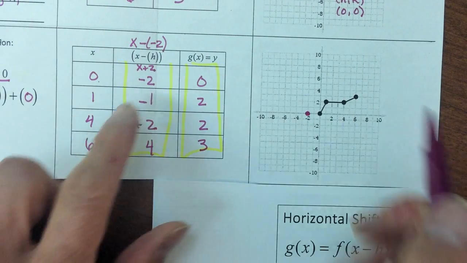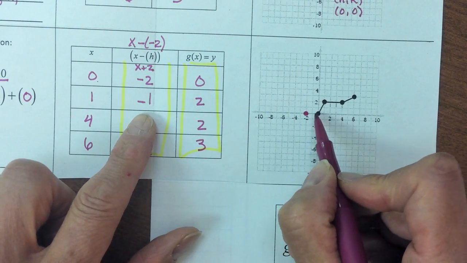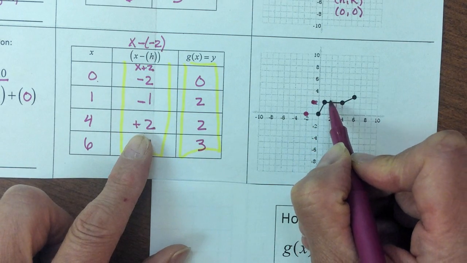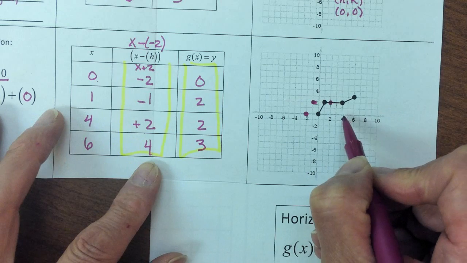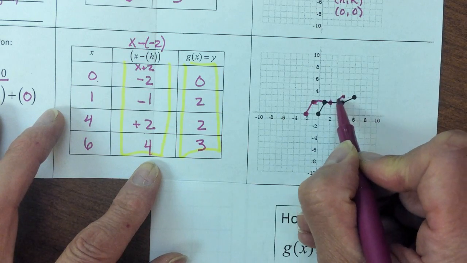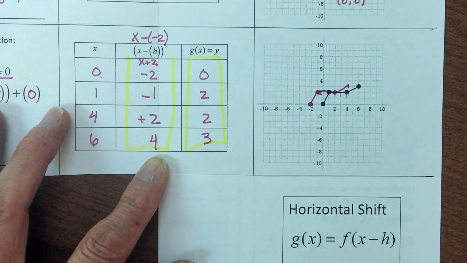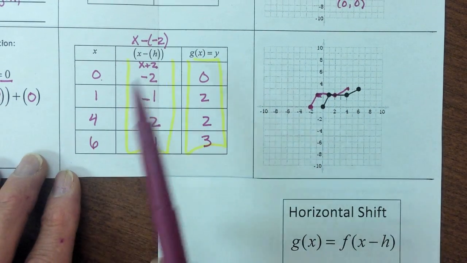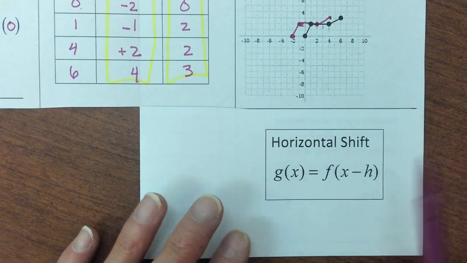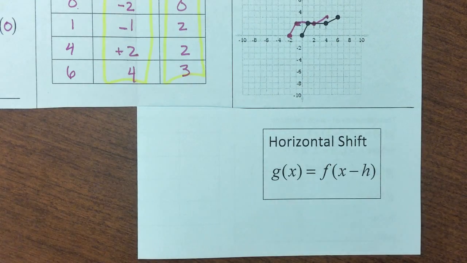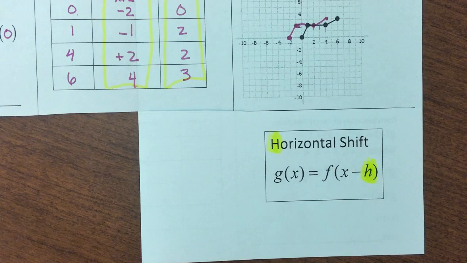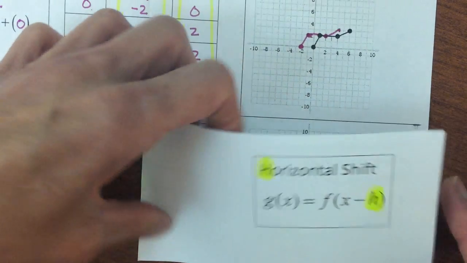So let's go ahead and plot these. We've already plotted this one. -1, 2 is here. 2, 2 is here. 4, 3 is here. So you can see everything shifted to the left by 2 spaces. So it's easier for me with horizontal to just remember that. So let's look at this again. Horizontal shift. Horizontal is the value that goes with x, because x goes left to right.